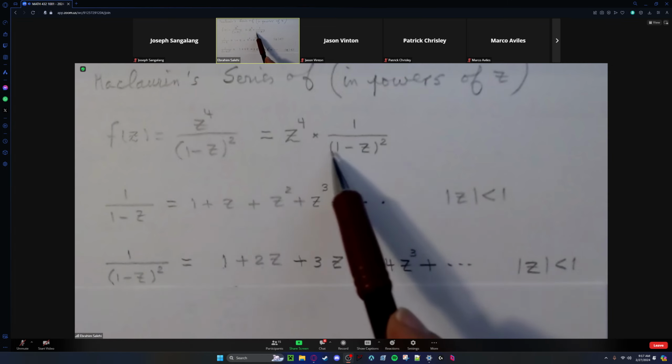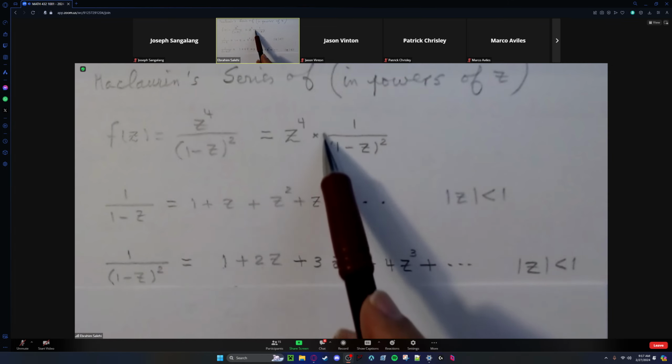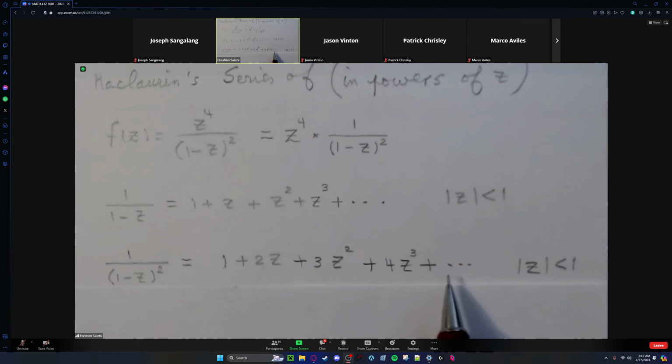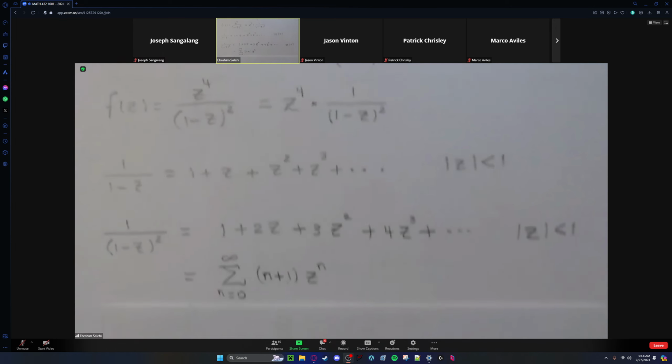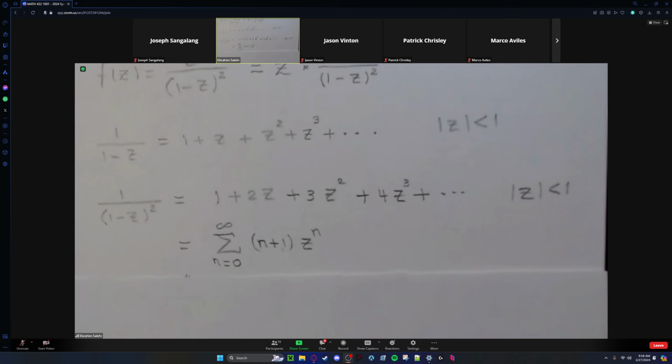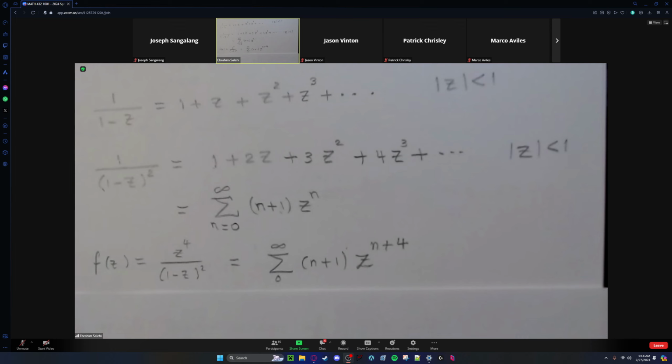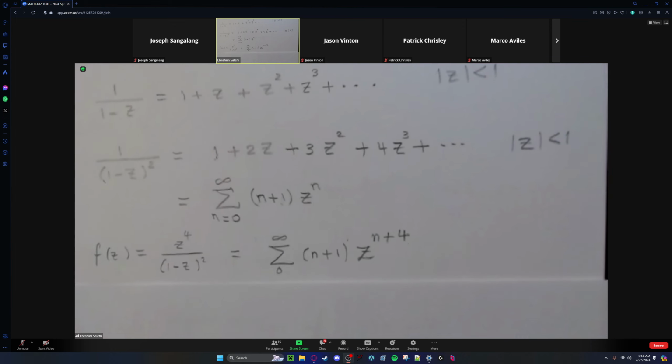So I already found the power series or Maclaurin series of this function. It's right there. Now multiply by z to the 4. This is what you get. Okay? This is what we get.